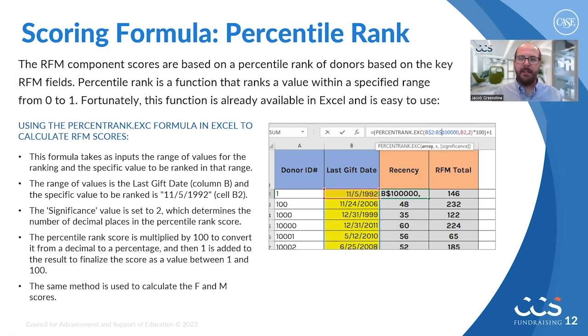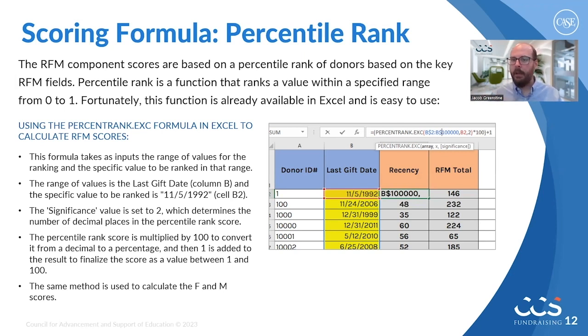And then finally, this last argument, you see significance, right? That significance is how many decimal points we want Excel to calculate out to. For the purposes of getting a 1 to 100 score, we want 2 decimal points. So this percent rank is going to get us any value between 0.00 and 0.99. And we're going to transform that to a 1 to 100 score.